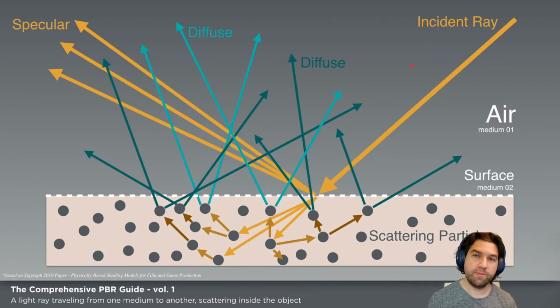But more than anything, as I mentioned, roughness is probably the most important element in PBR because it determines what's happening to the light and how it will scatter.